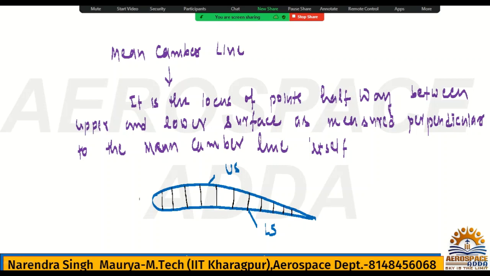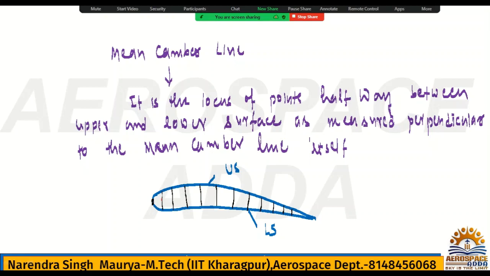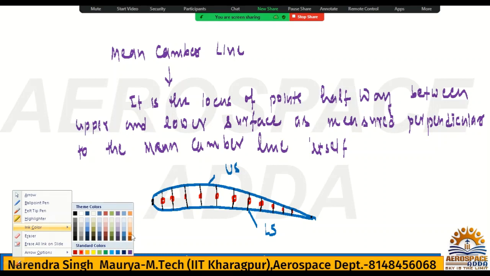For each point, perpendicular to the mid of the upper and lower surface, you have to make that locus. Suppose here this is one point. The mid of this is this one, the mid of this is this one, like this. Midpoint only. The mid of upper and lower surface, the condition is it should be perpendicular.